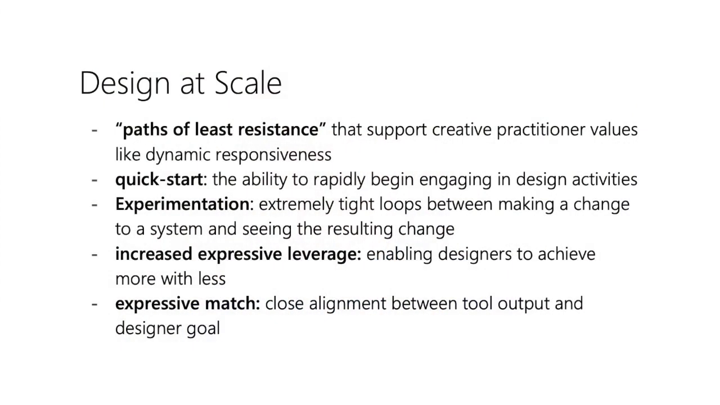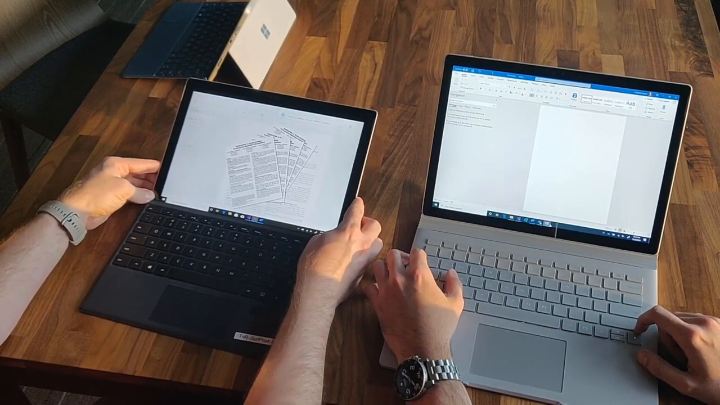I'll now discuss some of our findings in the context of existing literature. As designers of creativity tools, we are always interested in creating new paths of least resistance that support creative practitioner values like dynamic responsiveness, quick start, the ability to rapidly begin engaging in design activities, and experimentation, or extremely tight loops between making a change to a system and seeing the resulting change.